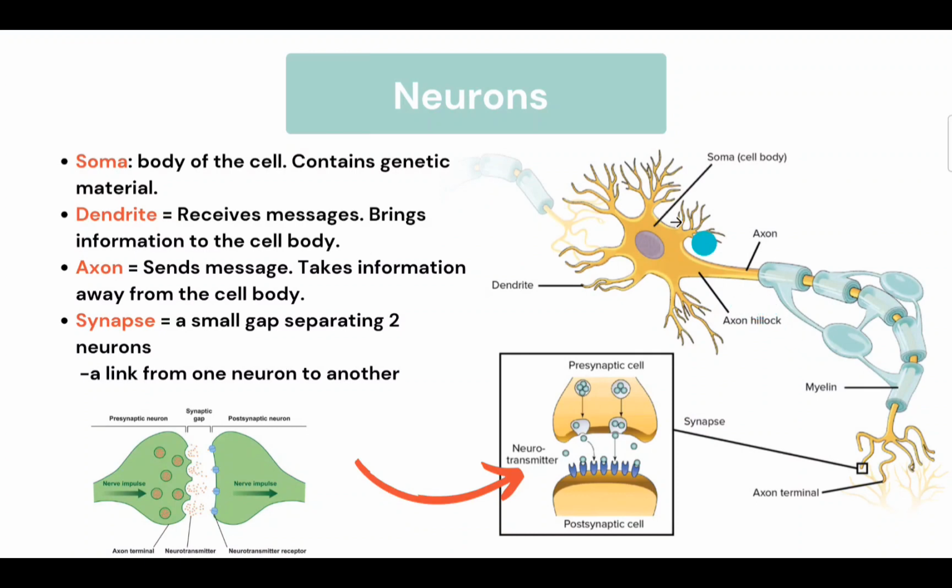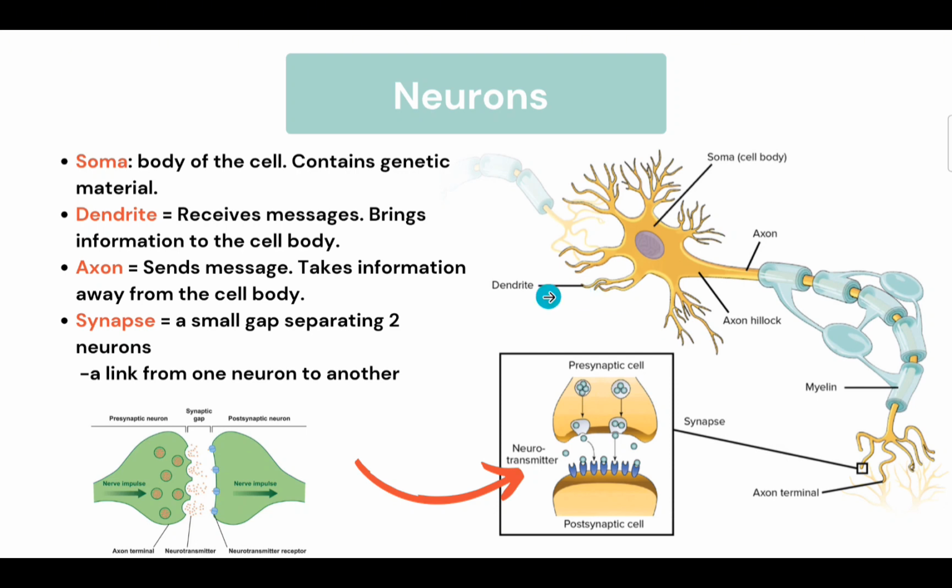Okay, these are the major parts of neurons. We have the soma. Soma is this, the purple one, the cell body. It contains genetic material. It contains the information, the DNA, the detail. That is very, very important.